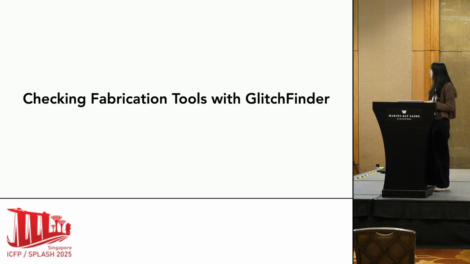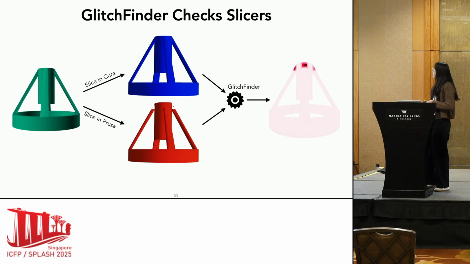And the other application is to find software bugs. First is slicer bugs. Glitch Finder compares two slicers, Cura and Prusa Slicer, and has verified that in most cases they behave the same, but in some cases they differ. For example, here you can see the Prusa Slicer generates incorrect G-code at the area which is highlighted by the heat map.